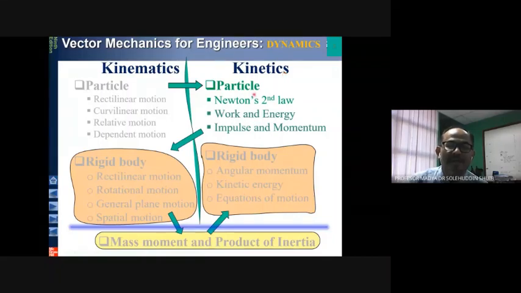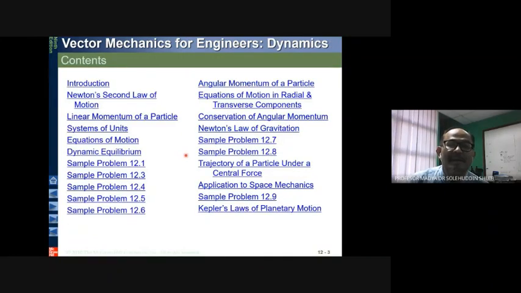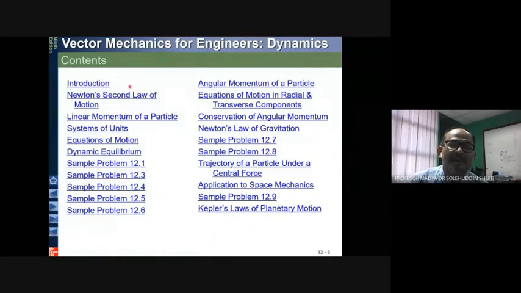The first few days of next week, after Merdeka Day, we are going to look at the chapter on kinetics of particles: Newton's second law, the work and energy method, and impulse and momentum. These are the contents we are going to cover: a bit of introduction, a briefing of Newton's second law of motion, then linear momentum of a particle, then units, and then the equation of motion.